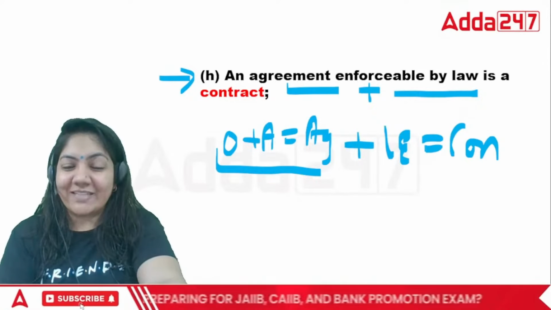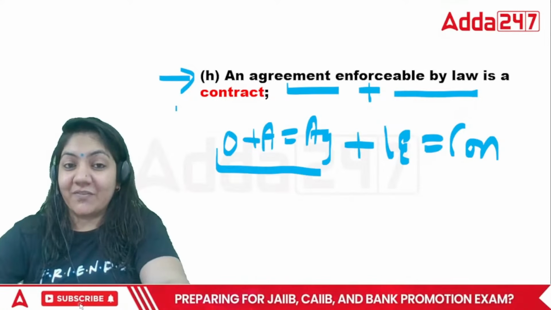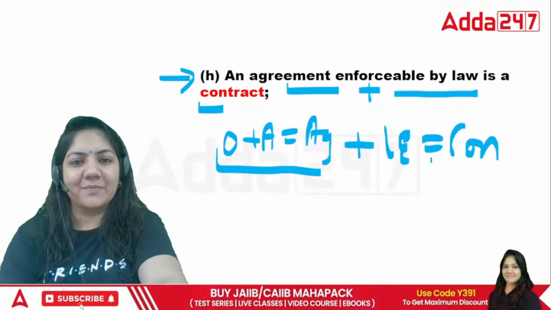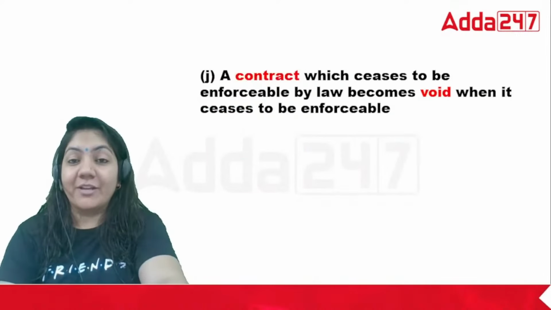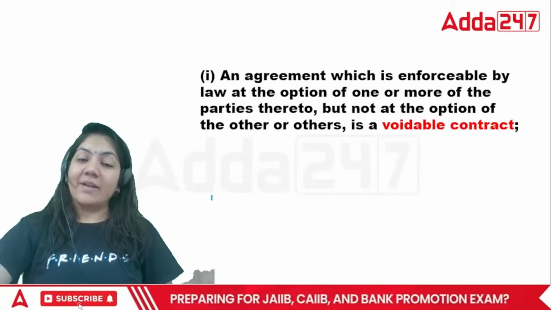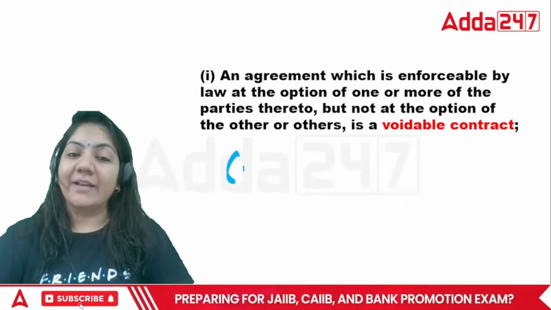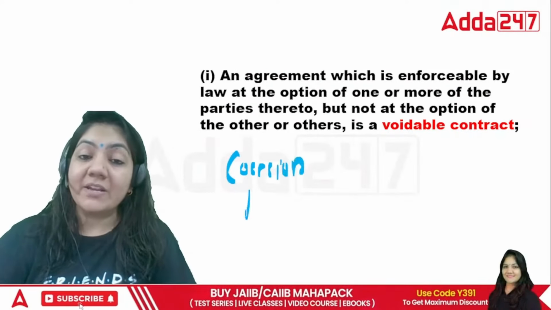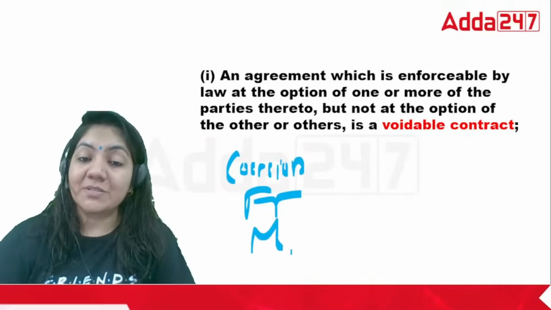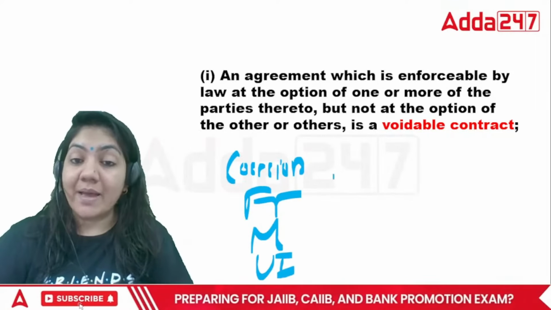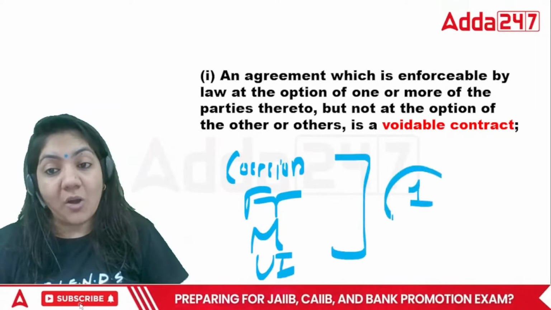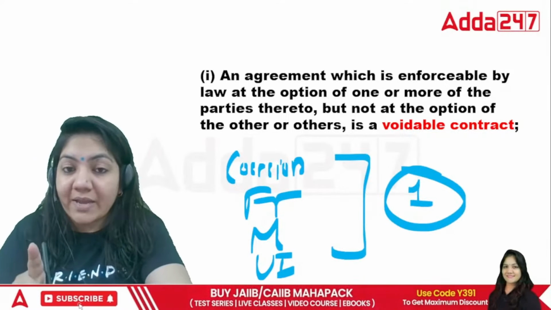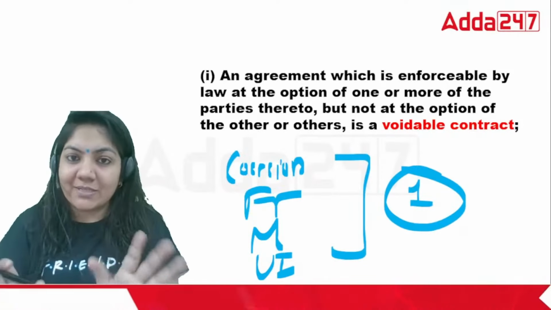Okay, class. So you can see the definition. This is the definition of contract: an agreement enforceable by law. What is a voidable contract? We know, ma'am, we have learned that when any agreement is done by coercion, fraud, misrepresentation or undue influence, one party has an option to breach the contract. That is called a voidable contract.